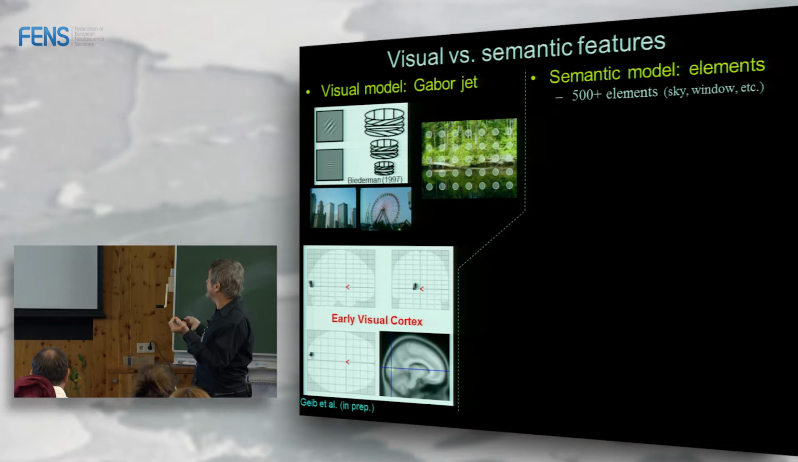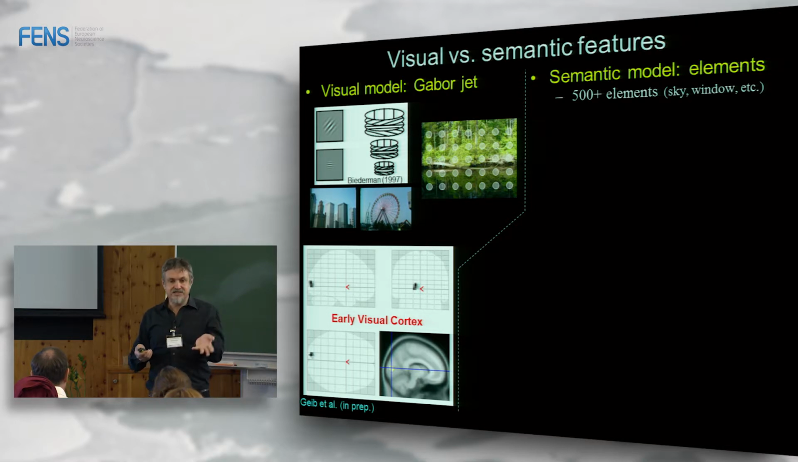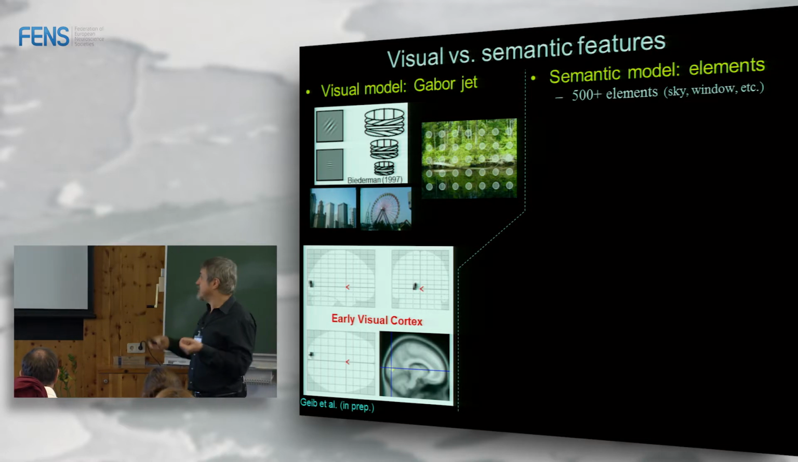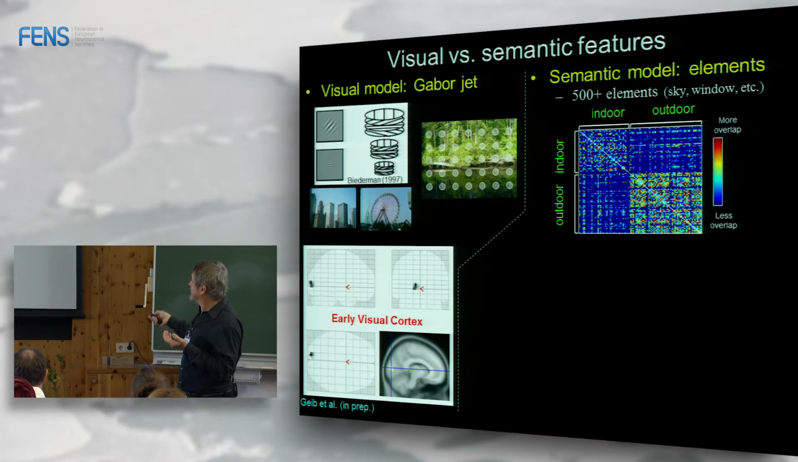So what we did is analyze each of the images in terms of 500 elements like sky, windows, trees, mountains, chairs, etc. And then we can calculate a matrix about the similarity with all pairs in the 96 images we had, and this is it. And something that confirms that actually this makes sense is that you can eyeball that the indoor pictures are more similar to indoor pictures and the outdoor pictures to outdoor pictures.